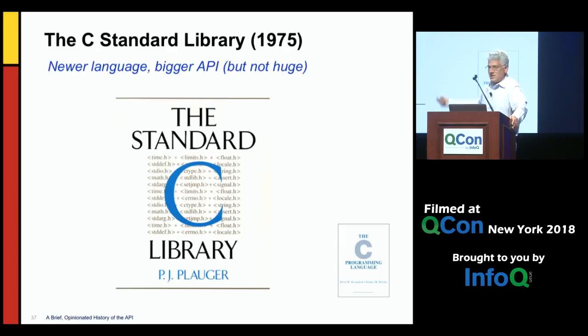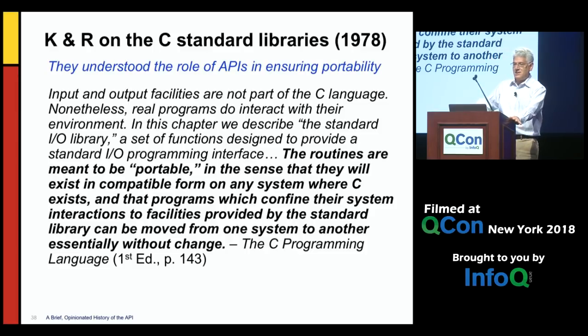Here's an interesting discussion of the library from K&R's C book. They clearly understood the role of APIs in ensuring portability. It says, "Input and output facilities are not part of the C language. Nonetheless, real programs do interact with their environment. In this chapter, we describe the standard I/O library, a set of functions designed to provide a standard I/O programming interface. The routines are meant to be portable in the sense that they will exist in compatible form on any system where C exists, and that the programs which confine their system interactions to facilities provided by the standard library can be moved from one system to another, essentially without change."